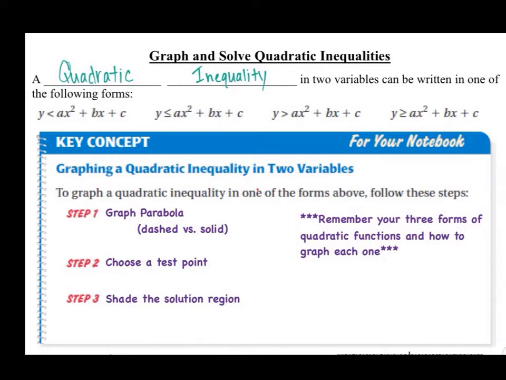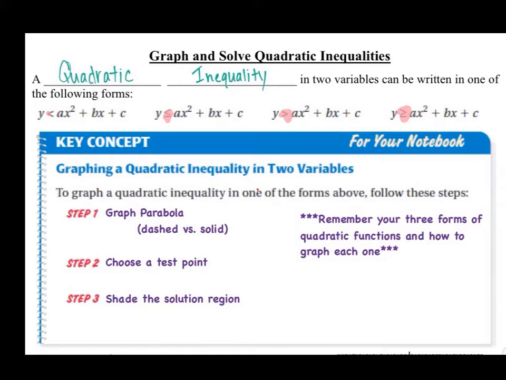So it shows you that you can have the 4 different inequalities, the less than, less than or equal to, greater than, greater than or equal to. So it just has those different signs for each one. Now, when you're trying to graph this, don't make it more complicated than it needs to be. If you're graphing a quadratic inequality in one of those 4 forms, just follow 3 steps.